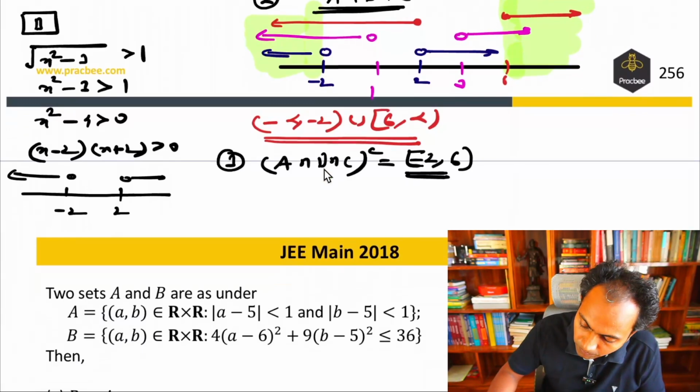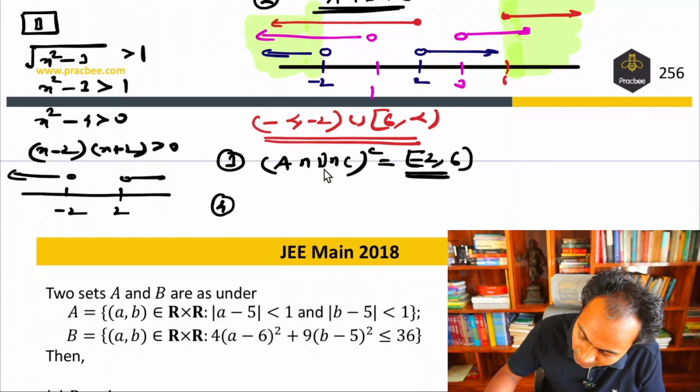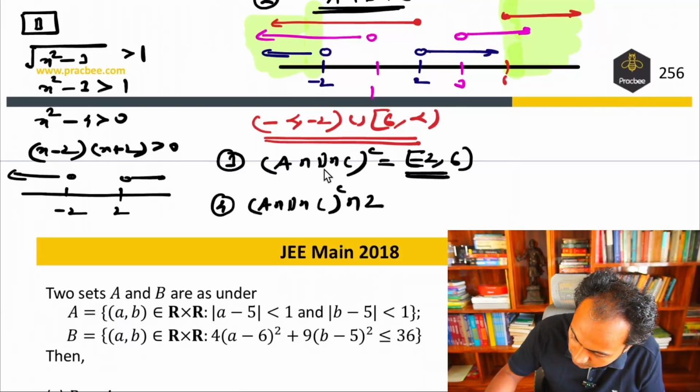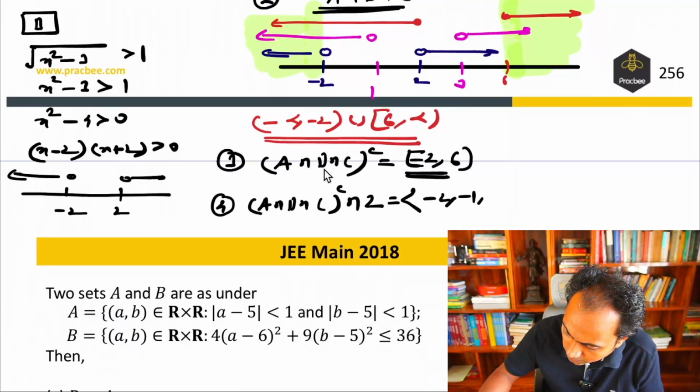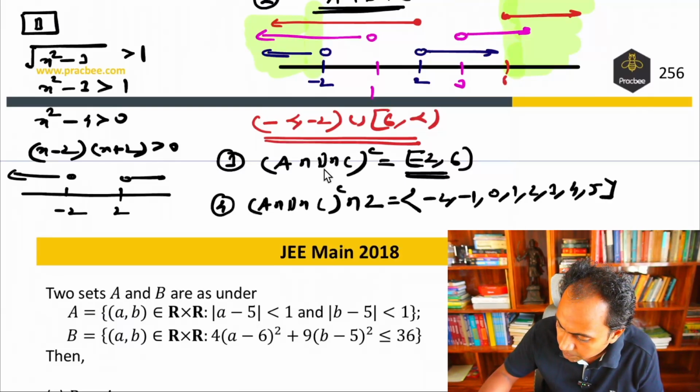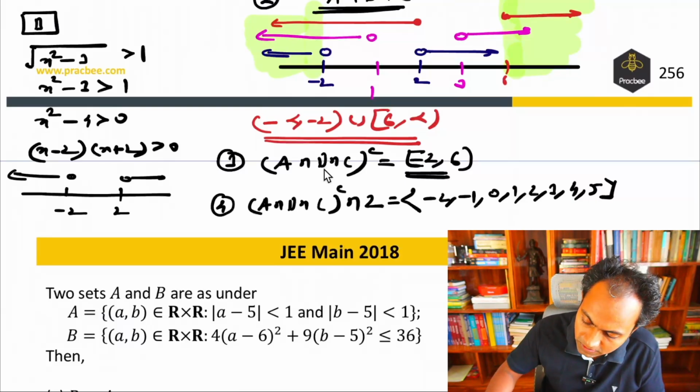Now in the fourth part, they want us to figure out how many integers are here. So A intersection B intersection C complement intersection integers. So we will get a very exclusive set of minus 2, minus 1, 0, 1, 2, 3, 4 and 5. So you can see that we are getting 8 elements. So number of subsets in the fifth part.